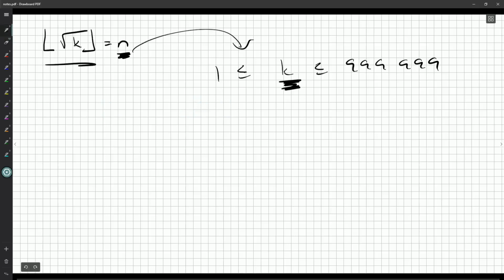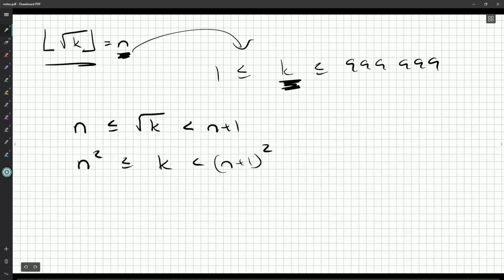Now, if n is equal to the floor, then n is less than or equal to root k, because root k could be an integer, in which case it would have to be n. But it definitely has to be less than n plus 1. Root k is confined in this way. So if we square both sides, we can start to get to these k's. k has to be greater than or equal to n squared, just like that 3 and the 9 that I mentioned a moment ago, but it has to be less than the next square.